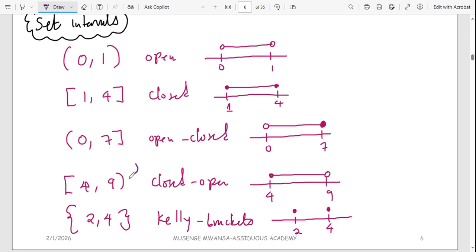So you've seen this type of bracket here. That's what we call an open interval bracket. You don't shade. And then this type of bracket, we call it a closed one. You always shade. All right. So what determines whether you shade or not is the type of bracket. Is that okay?